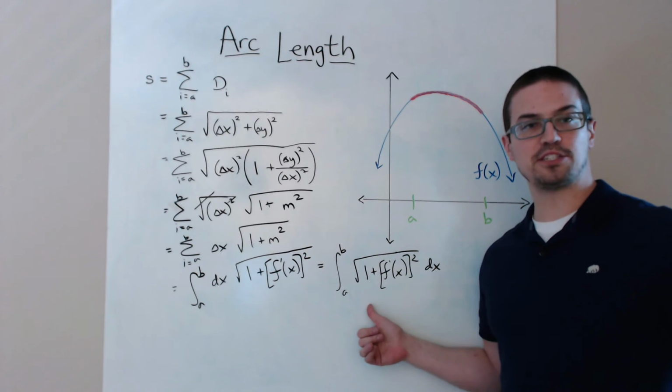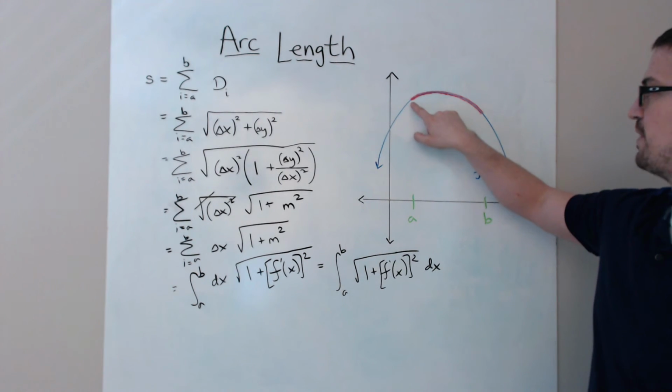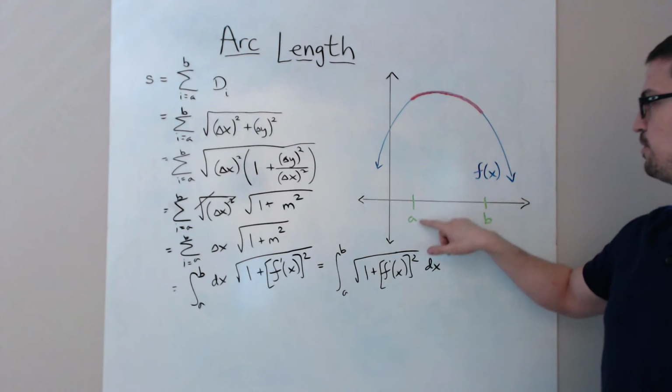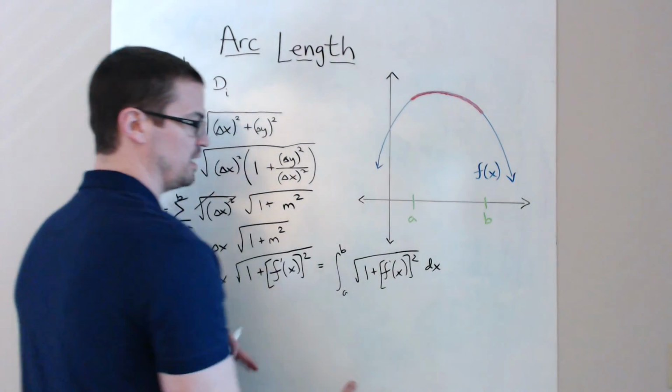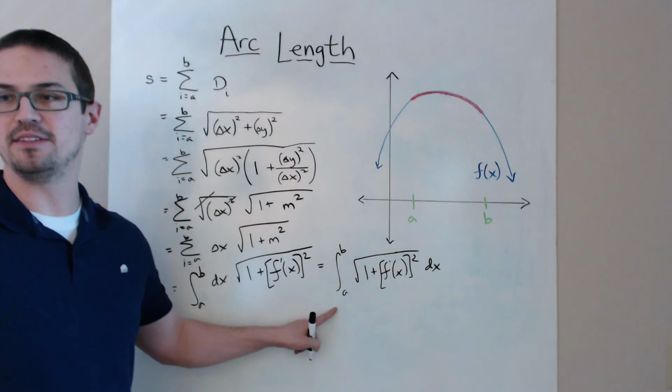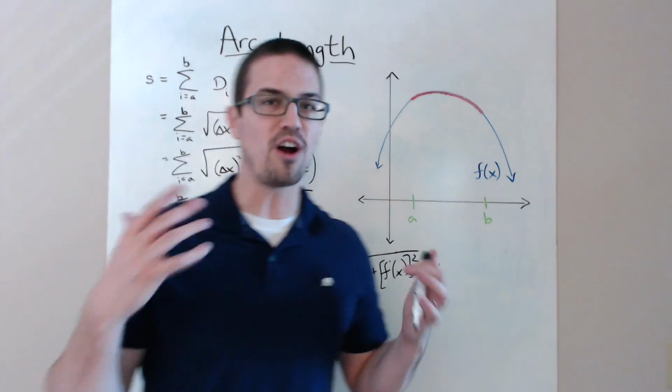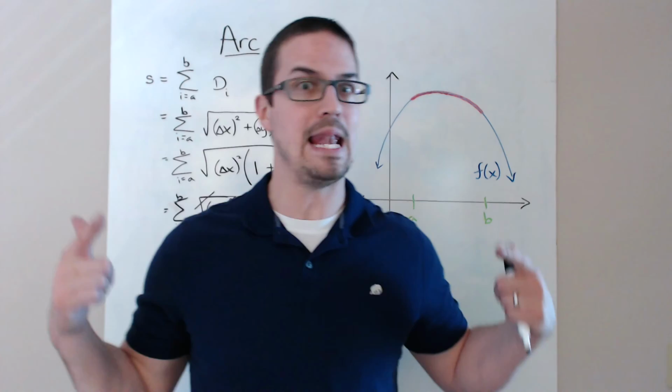So if you use this equation right here, you would be able to figure out what the arc length of this part of this interval is from A to B. If you knew what A was, what B was, what the function was, you would be able to figure out the arc length based on this equation. So that's arc length. If you have any questions about anything in this video, let me know.